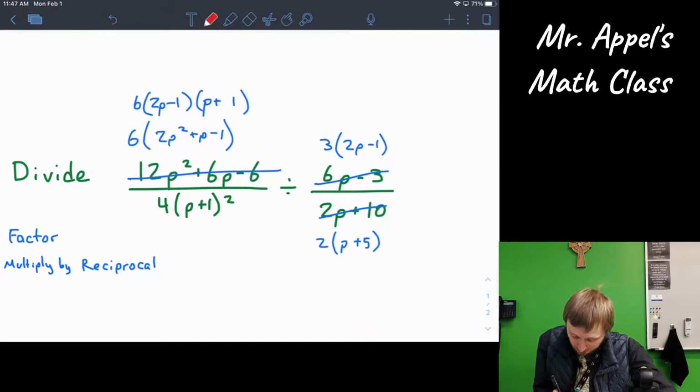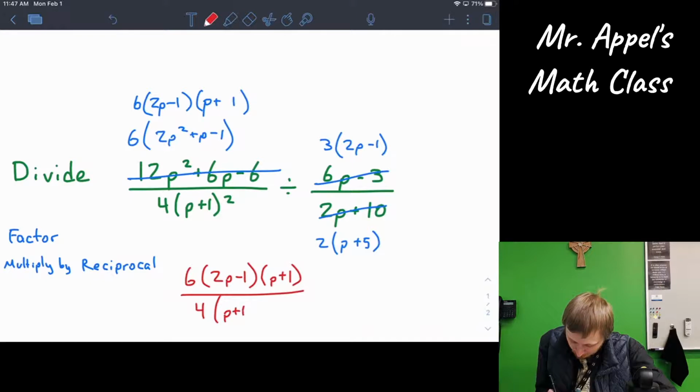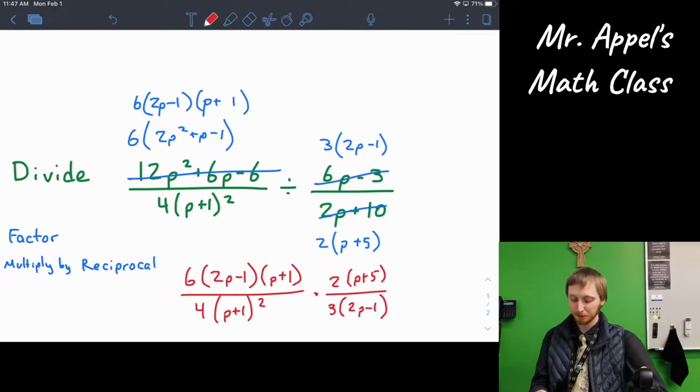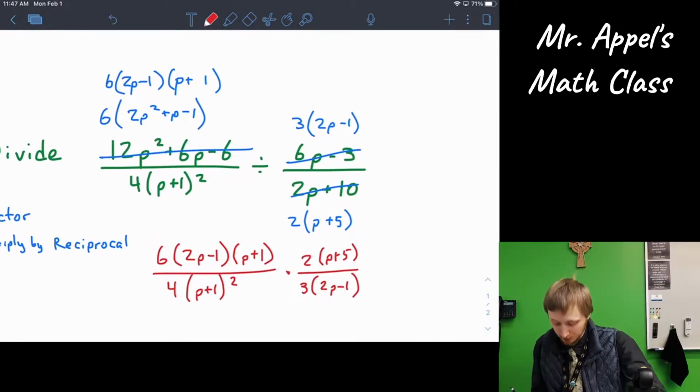Now let's do the rewrite. So now we have 6 times (2p minus 1) times (p plus 1) divided by 4 times (p plus 1) squared, times the reciprocal. Flip this: 2 times (p plus 5) up top, 3 times (2p minus 1) on the bottom. Now let's cross tops with bottoms.